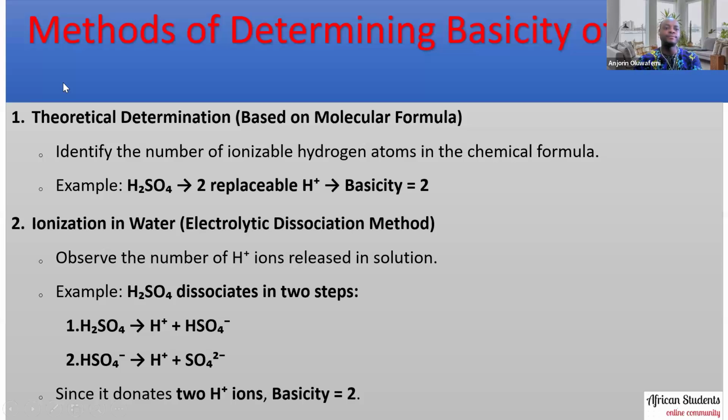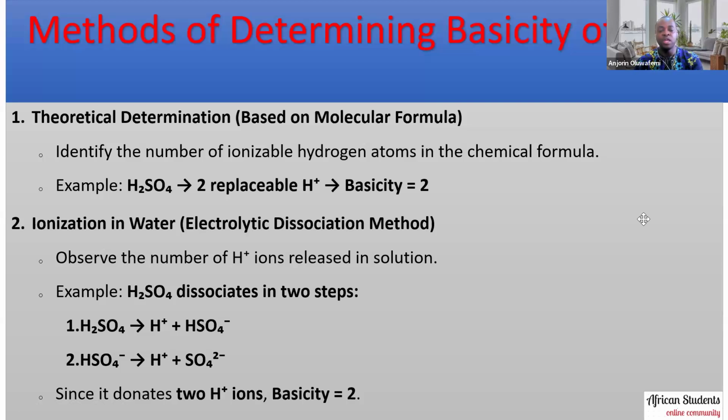Let's look at another one. Methods of determining basicity of an acid. We can determine basicity of an acid through different methods. Number 1 is theoretical determination based on molecular formula. So we identify the number of ionizable hydrogen atoms in the chemical formula.